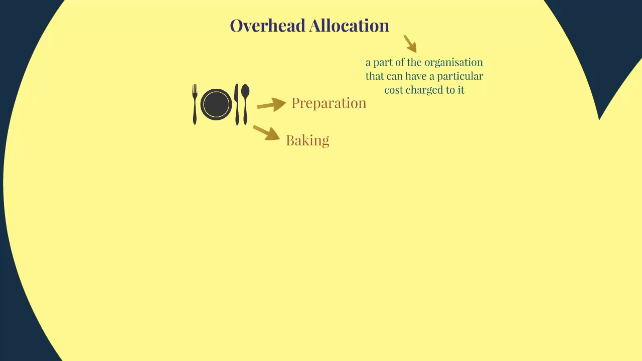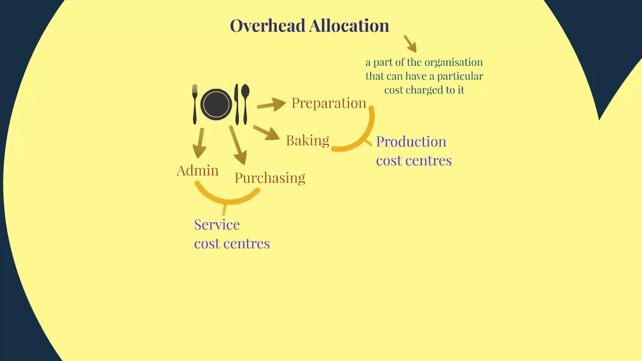Now, let's start by looking at preparation and baking. If you think about a pie shop, preparation, as in preparing the ingredients, and baking, the actual act of baking the ingredients to take them from the base ingredients and making the pie, these are the direct production cost centers. And then the other 2, purchasing, so that's obviously getting the ingredients, purchasing the ingredients from your suppliers, and also general admin, so accountants and other general admin staff come under service cost centers.